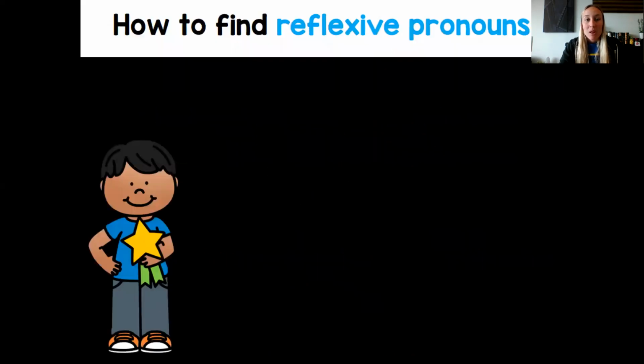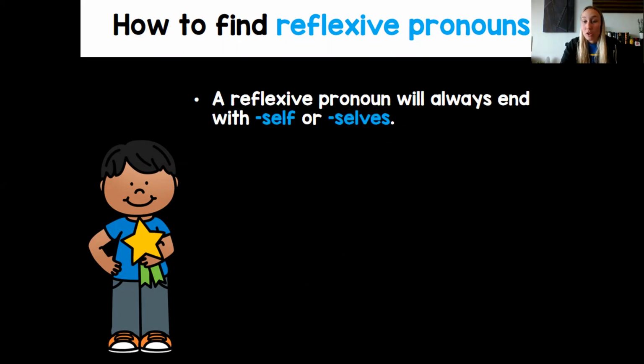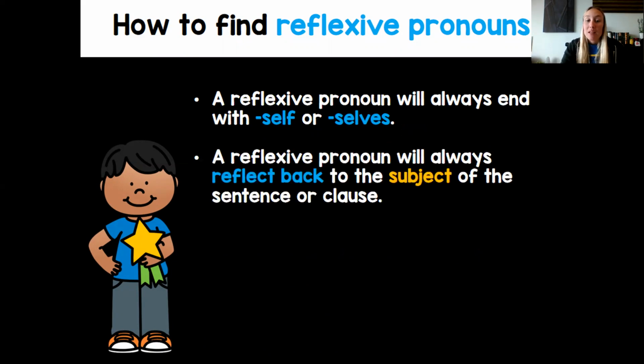All right. Now, how do we find reflexive pronouns in a sentence? Well, one, we look for words ending with self or selves because it's always going to end with that. And a reflexive pronoun is always going to reflect back to the subject of the sentence. So it's going to have to match up. That makes sense, right? If we're talking about a boy, we wouldn't see the reflexive pronoun themselves because we're only talking about one boy and that wouldn't match and reflect, right.